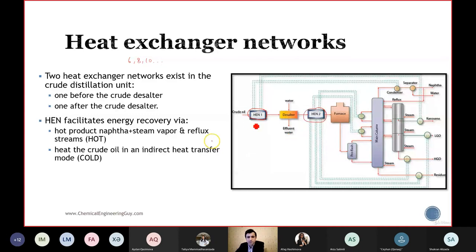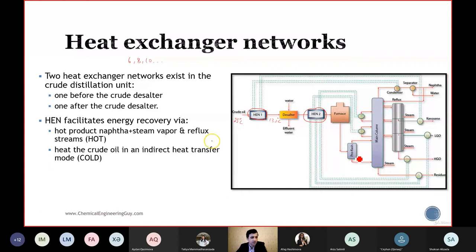The crude comes in at around 225 degrees Celsius. If you remember, who remembers the temperature we need for the desalter? At least say what you remember. 130. Okay, I will continue. And then it leaves the desalter at around the same temperature, and we have the second heat exchanger network, and then the furnace to the pre-flash column.